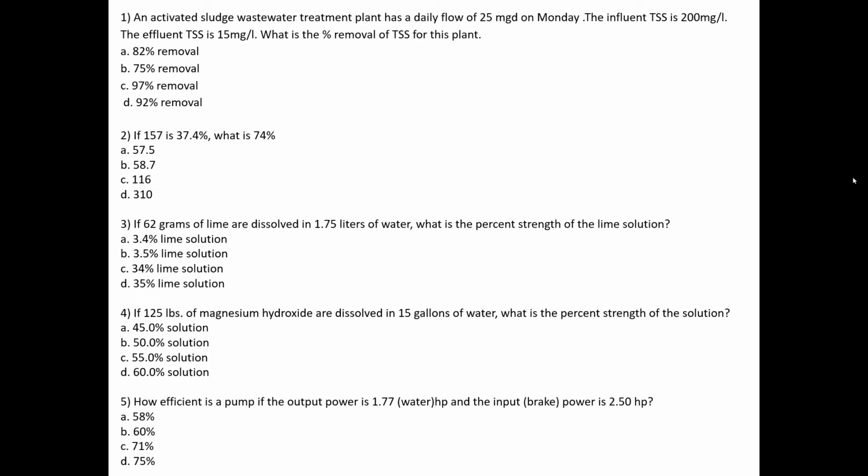So anyway, 125 pounds of magnesium hydroxide are dissolved in 15 gallons of water. What is the percent strength of the solution? Is it 45%, 50%, 55%, 60%? Now, remember, a gallon of water weighs 8.34 pounds. So you can incorporate that into the solution to the problem.